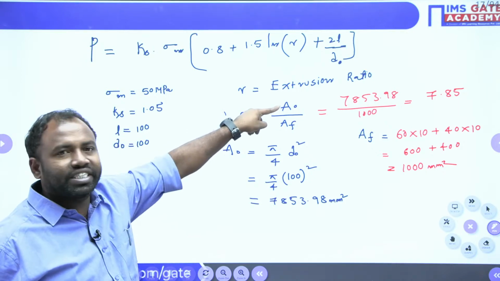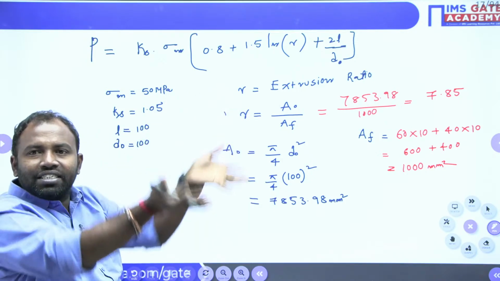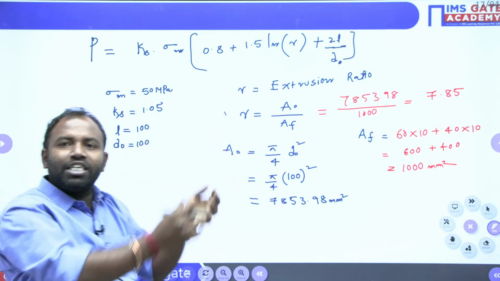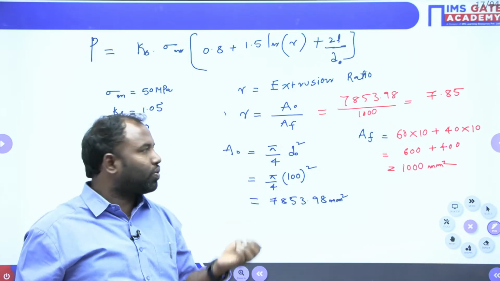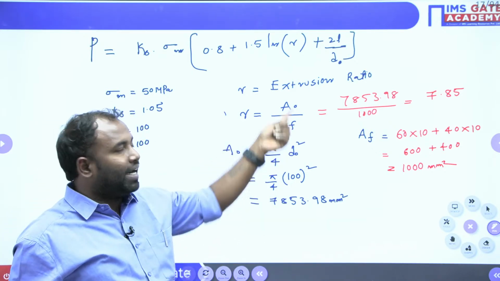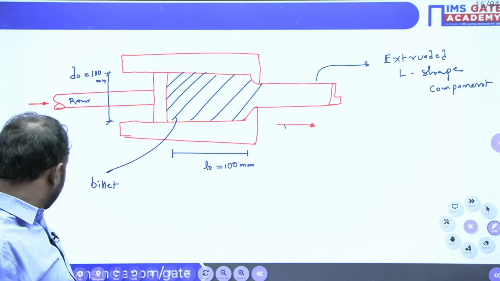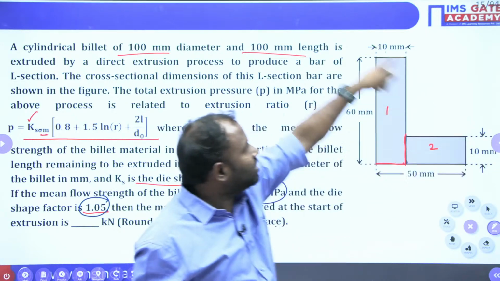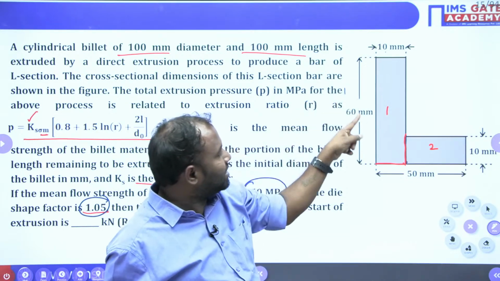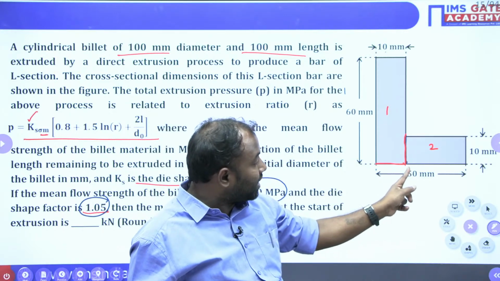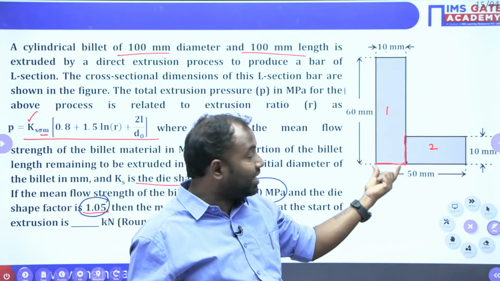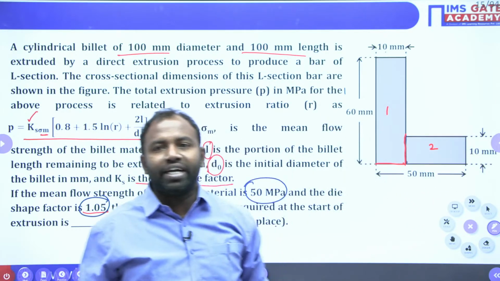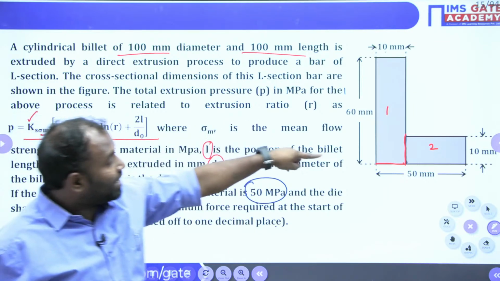AF, the initial cross section area of the billet. The billet is initially a cylindrical shape. That is why its cross section area is pi by 4 d square. Now the final cross section area of the component, the L-shaped component cross section area. How can we calculate it? This cross section area plus this cross section area. This cross section area is 10 by 60 plus, here it is 50, already 10 is inserted in this block. That is the reason why here 40 into 10. So 400 plus 600, you are going to get 1000 mm square.